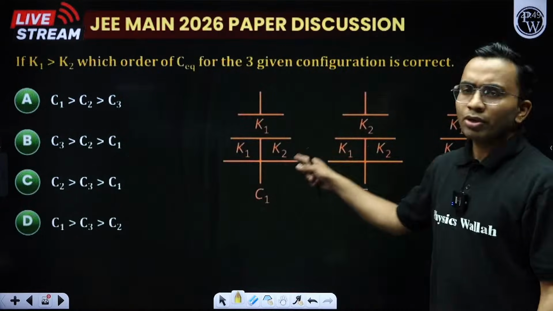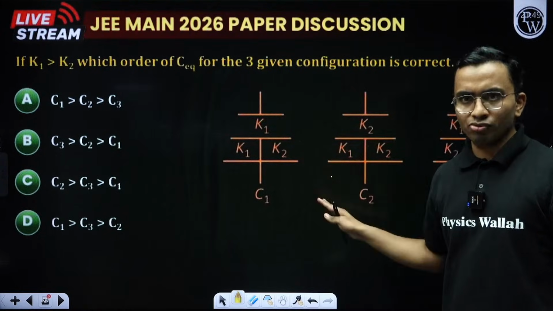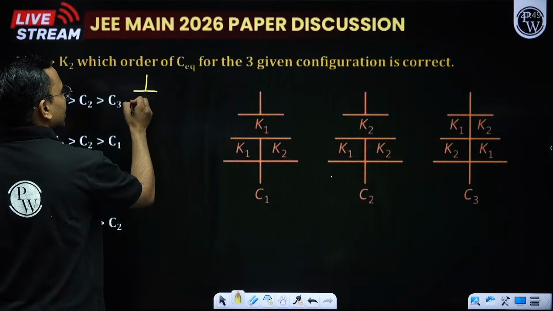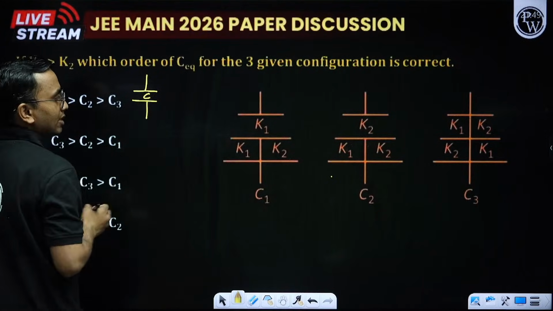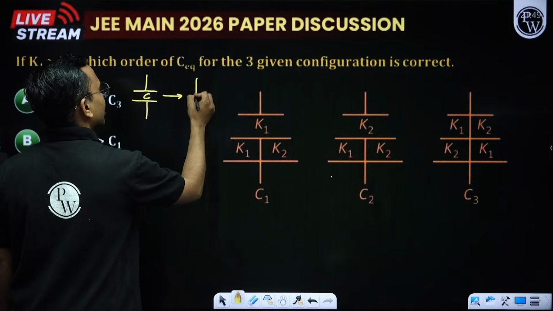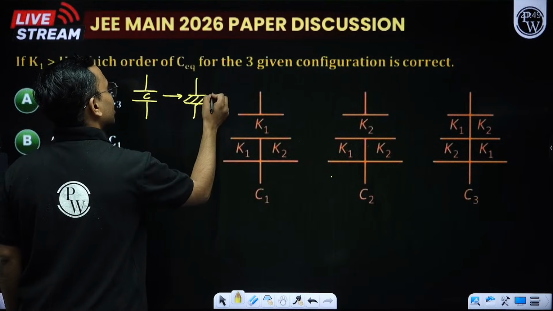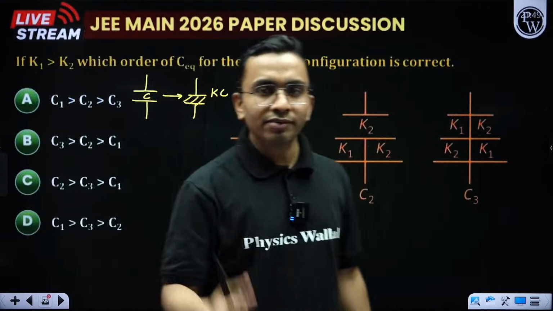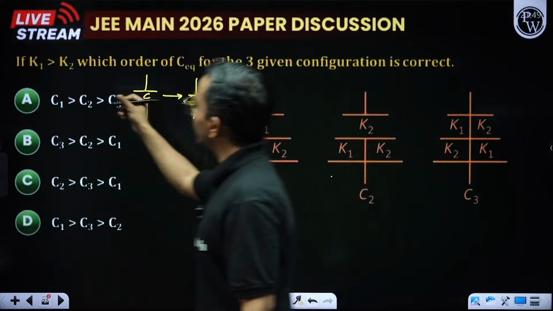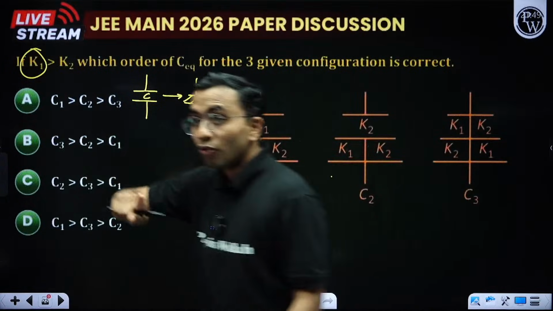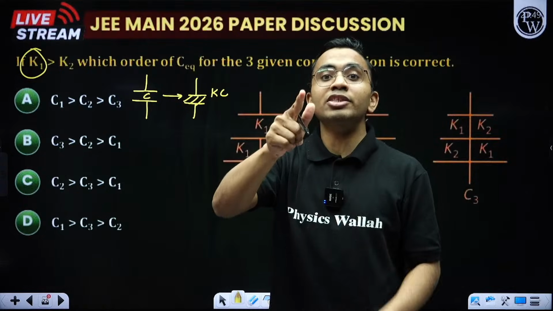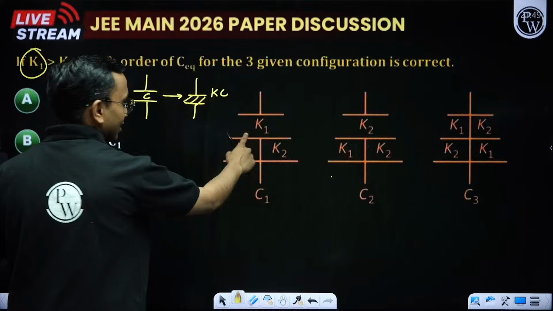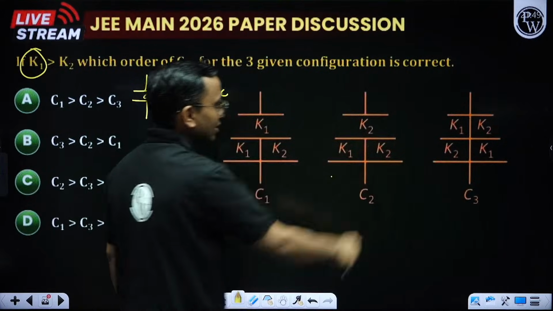Now don't solve this question. It's a logical question. Try to understand one thing. If a capacitor has capacitance C and I put a dielectric, the capacitance will become KC. The greater the dielectric constant, the greater the capacitance. Which constant is greater? K1. Now, if K1 is in the larger space, the capacitance will be greater.